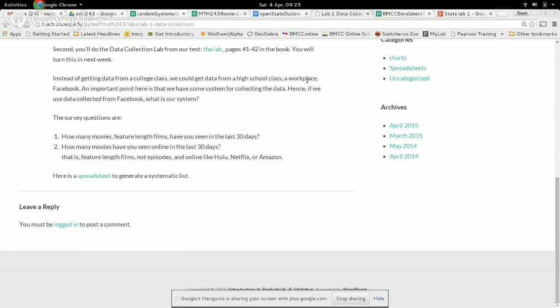The other thing about Facebook is that, whereas the systematic random sample in a college class is where we pick the people randomly, in Facebook they are self-selecting. So might somebody be biased to answer the question for some reason? Maybe because they like movies and they want to tell people, yeah, I've seen 5 movies. So we might get biased results from the Facebook sample. Now, let's do it anyway.